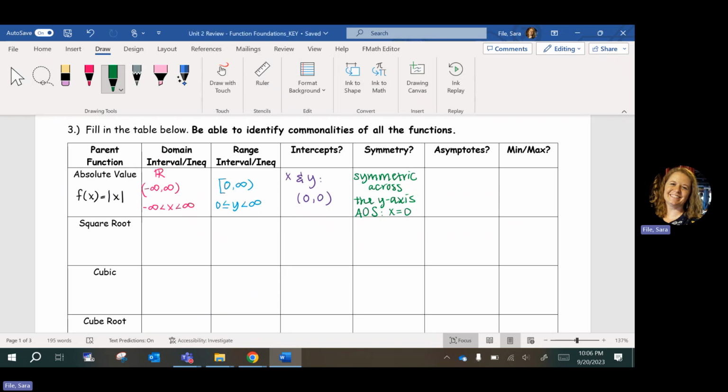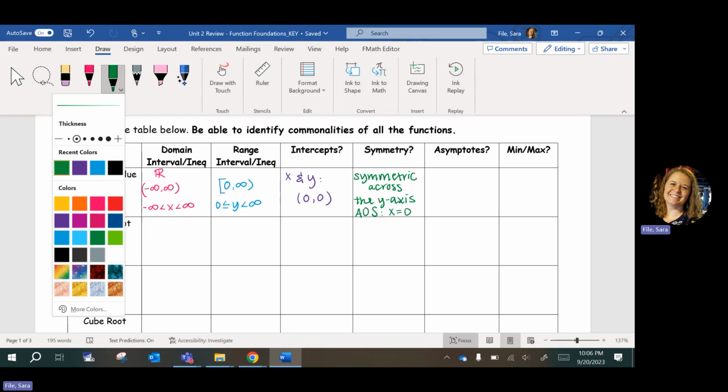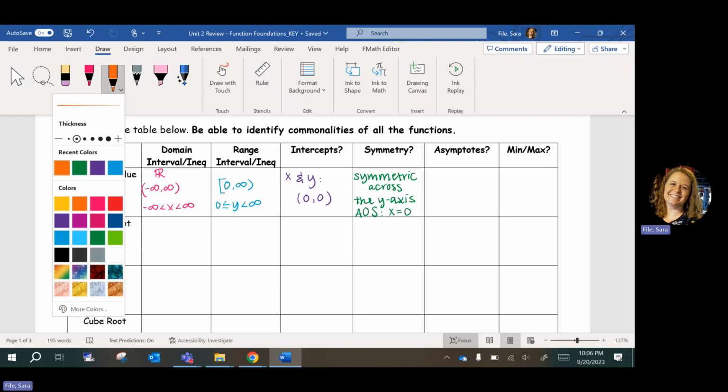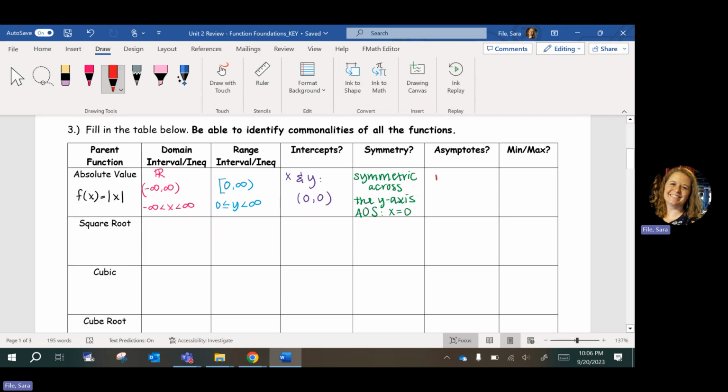This function did not have any asymptotes. Remember, asymptotes were lines that the graph approaches but never reaches, never touches. So there are no asymptotes for absolute value.